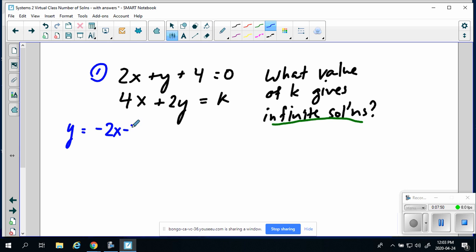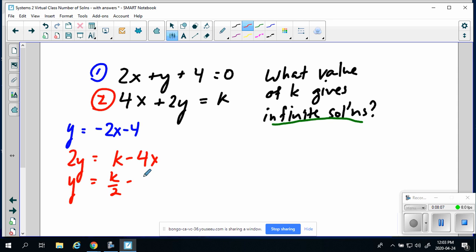So y is equal to negative 2x minus 4 by moving those to the other side. And here's equation 2. So again, we can move the 4x over to the other side, and then we can divide everything by 2. So k over 2 minus 2x if you divide everything by 2. This is not quite in the right format because usually we write the x term first. So if I wanted to write this in y equals mx plus b format, it would be negative 2x plus k over 2. So this is the correct format. Here's our slope. Here's our y-intercept.